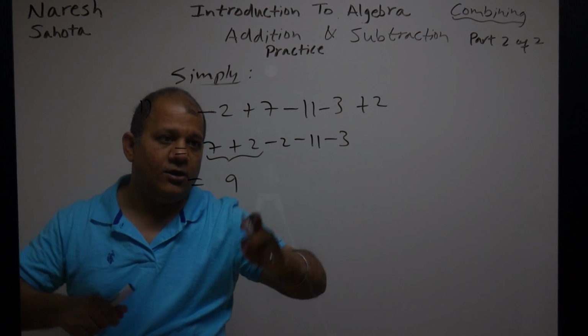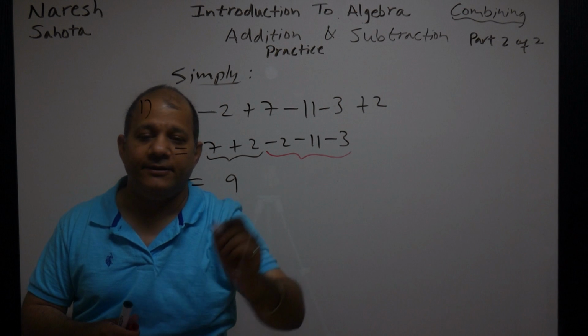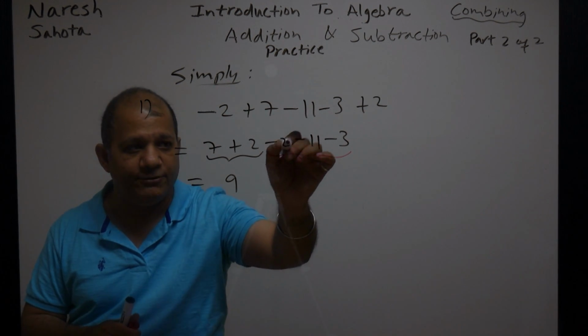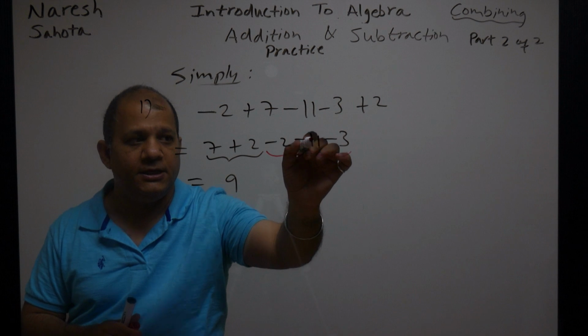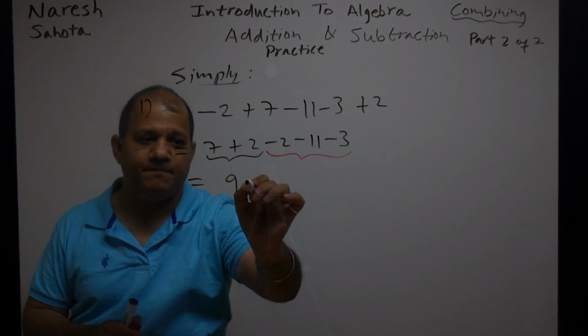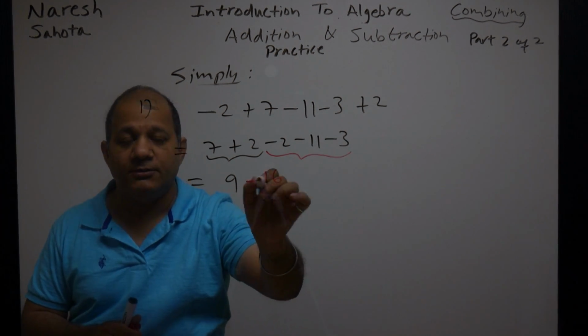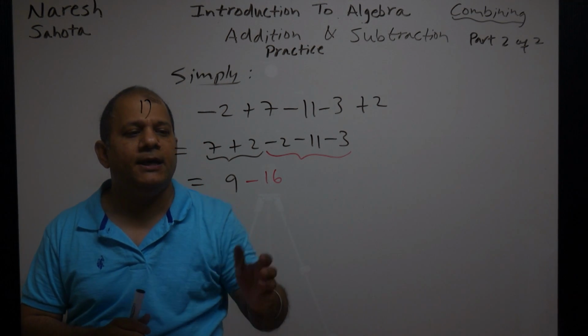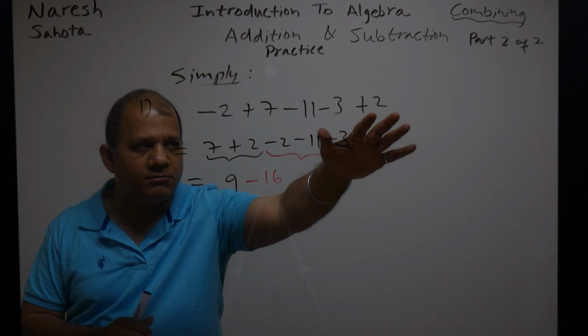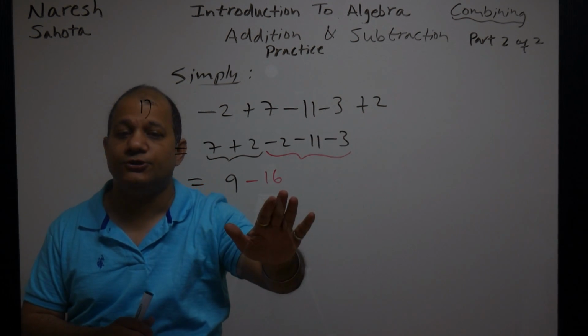And then all these 3 are negative, so I can add negative 2, negative 11, negative 3. So 2 plus 11 gives me 13. 13 plus 3 gives me 16. So, and it's going to be negative 16 because they all have negative sign. And now we've reduced that many number of terms down to just 2.